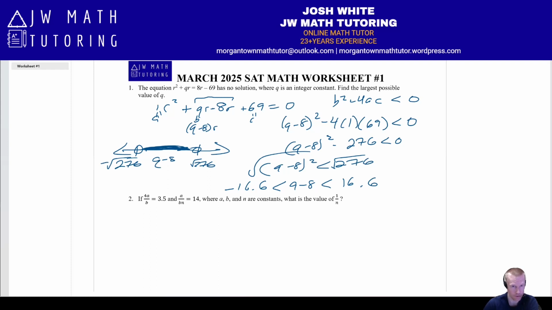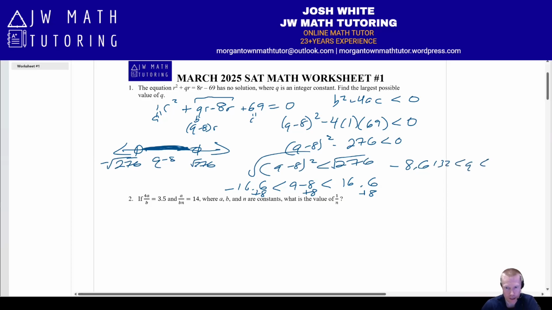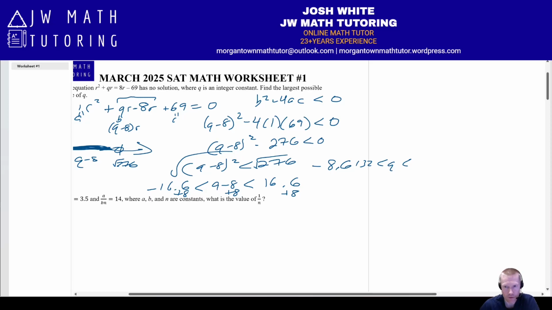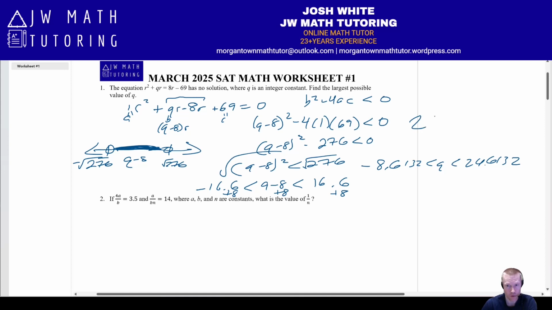Okay? Everything that is essentially in between here. Now, to get the actual value of q, you still have to add 8, and you have to do it to both sides. So you end up with negative 8.6132 less than q less than 24.6132. Since they tell you q is an integer, the largest possible value for q is going to be 24. So 24 is the answer to this problem, what you would select.